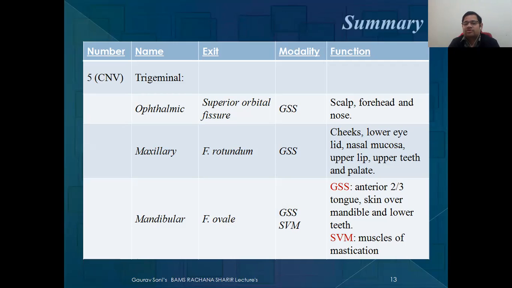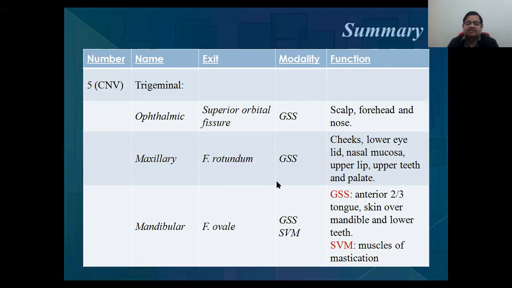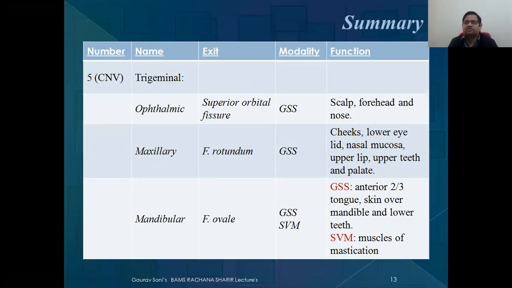Maxillary will exit from foramen rotundum. GSS, it will give the sensation to the cheeks, lower eyelid, nasal mucosa, upper lip, upper teeth, and palate. And the third one is mandibular, which comes from foramen ovale. It will be GSS and SBM. The GSS part will give the anterior 2/3 of the tongue, skin over the mandible and lower teeth, and SBM to the muscles of mastication.